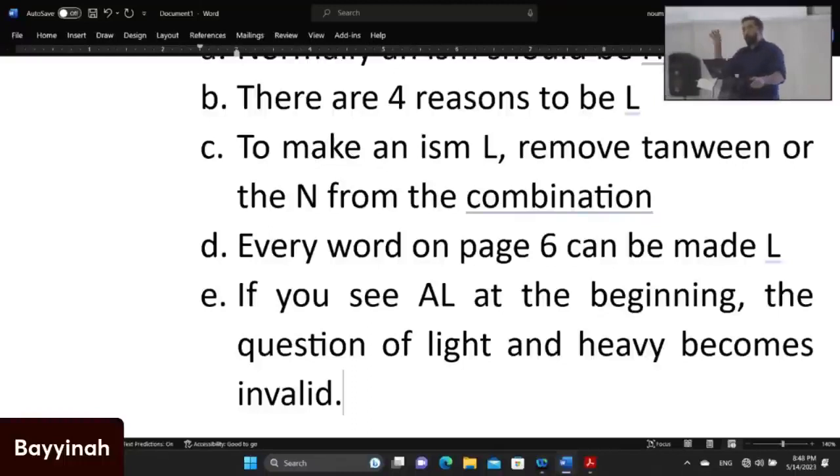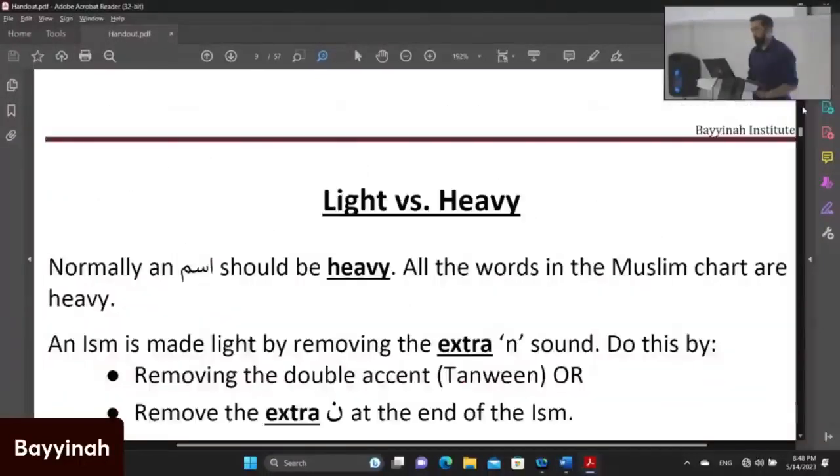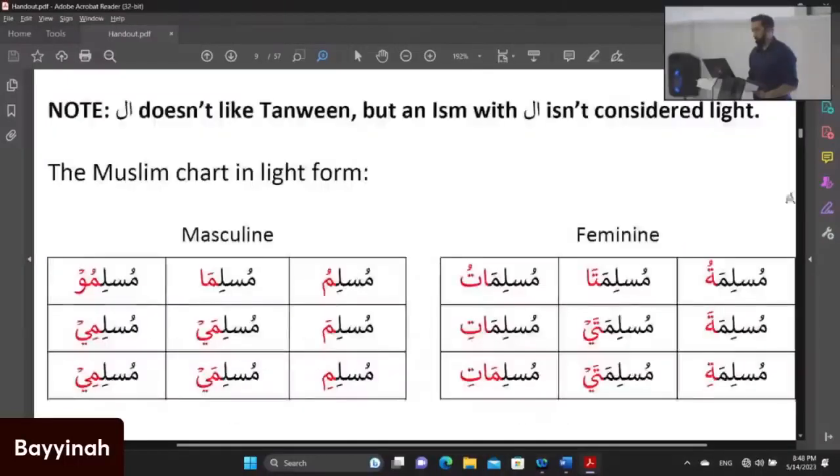Okay? So the moment you see al, and I say, tell me if this is light or heavy, you say, invalid question. The moment you see al at the beginning, then you don't care about light and heavy, okay? And again, you'll learn over time why that's important. So let's do this exercise. This is page 7, I believe, isn't it? Or 8? Okay, this is 7, yeah.